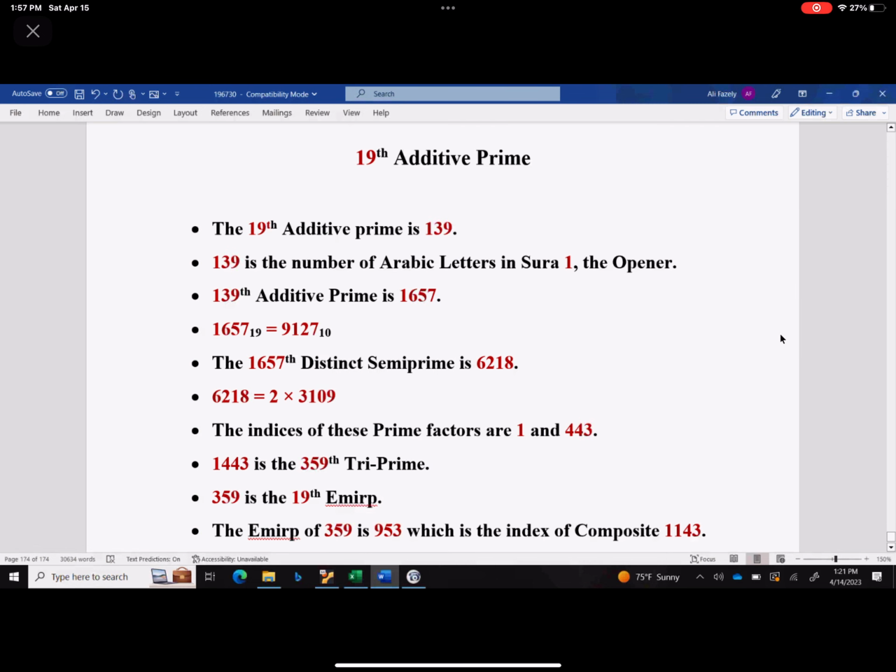Okay. The second one, I want to talk to you about this mathematical story that I'm going to tell you today. This is truly a mathematical story. And this goes back to the 19th additive prime. We just talked about it. Okay, contact prayers.